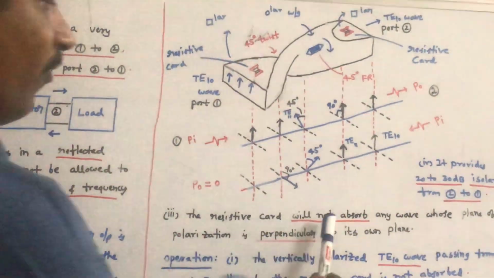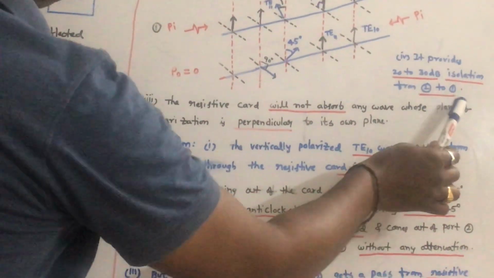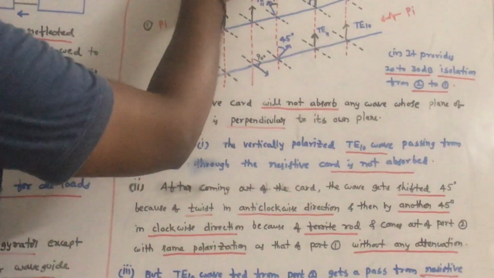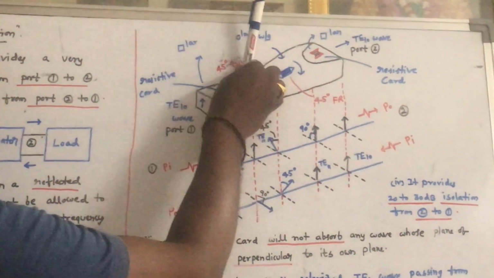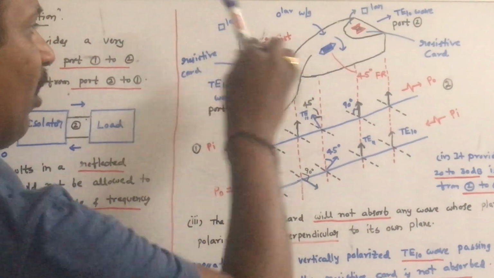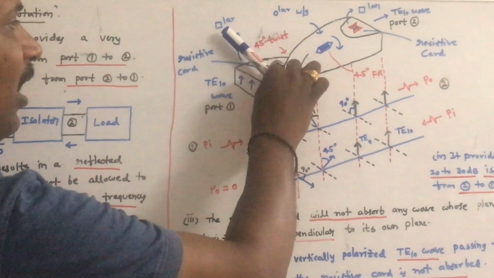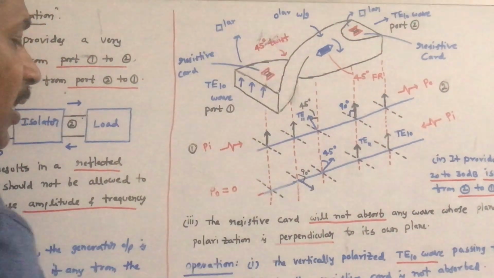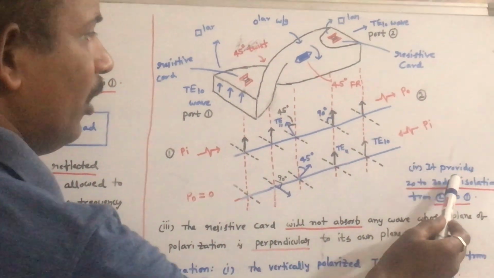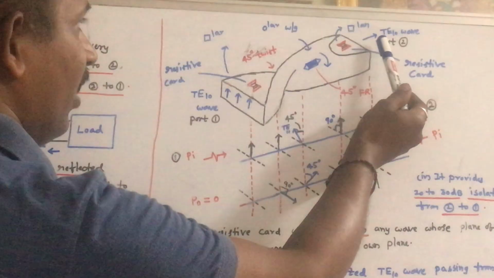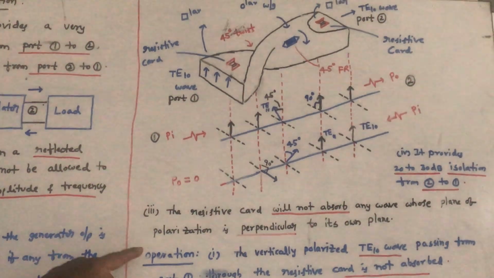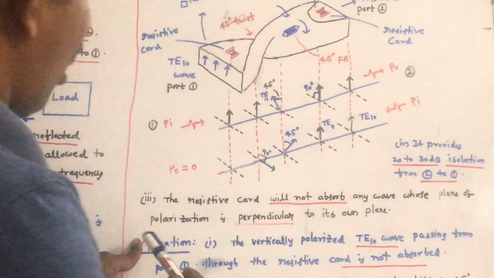The resistive card will not absorb any wave whose plane of polarization is perpendicular to its own plane. Suppose the plane of polarization of the wave is perpendicular to this resistive card, it will not absorb any power. When the plane of polarization of the wave is parallel to this resistive card, it will absorb the power. Generally this isolator will provide 20 to 30 dB isolation when the wave travels from port 2 to port 1.